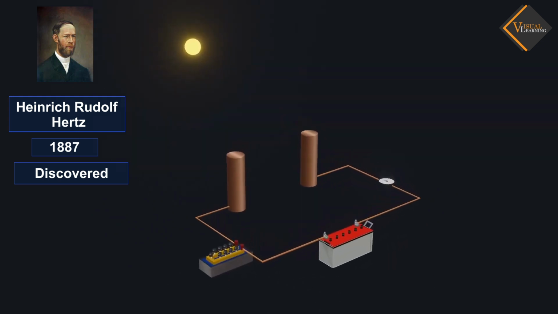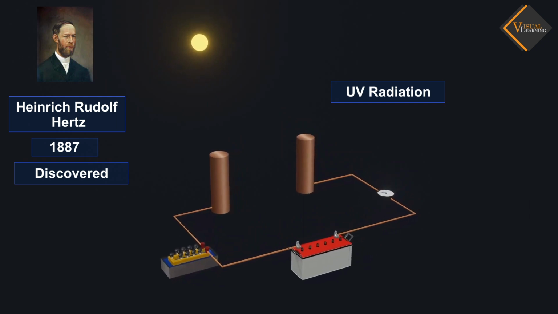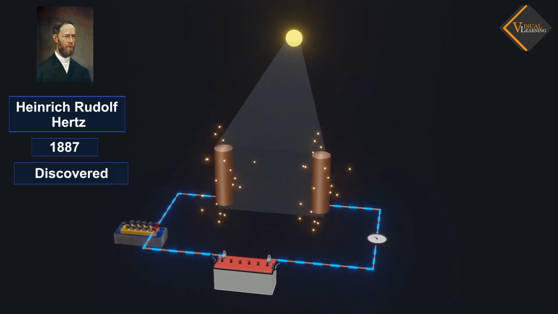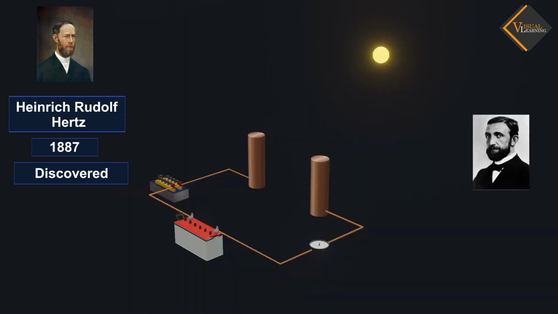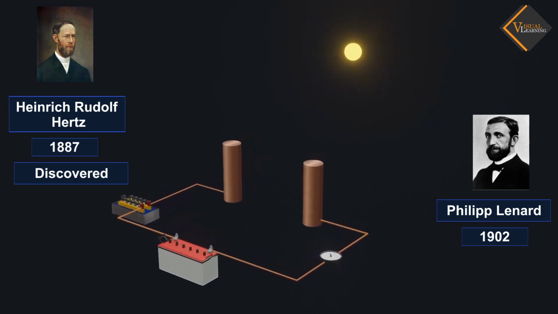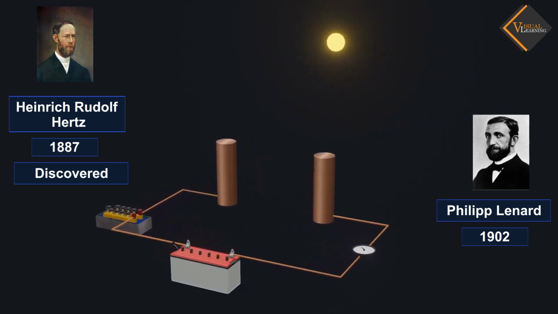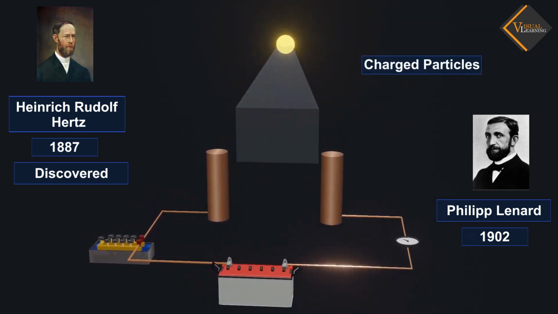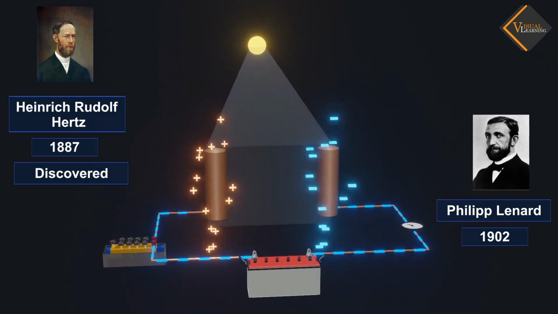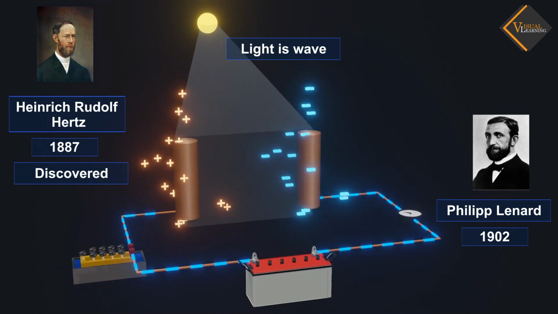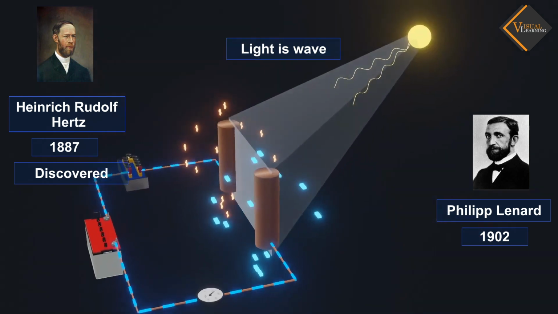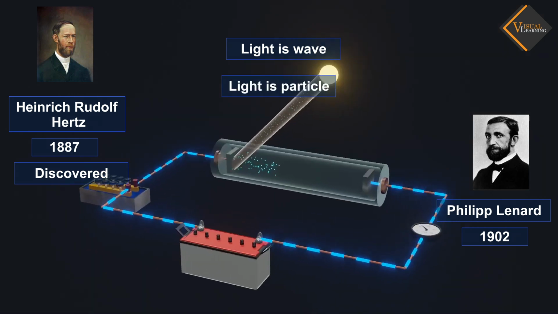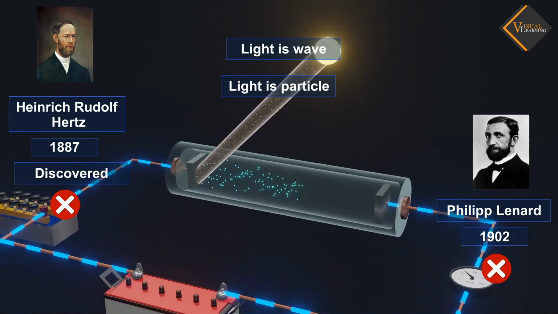Hertz found that whenever ultraviolet light falls onto metal electrodes and a voltage is applied to both electrodes, sparking occurs. In 1902, German physicist Philipp Lenard explained this observation by stating that light falls on the metal surface, liberating charged particles from the metal surface. Before this discovery, light was considered to be a wave, but after the discovery of the photoelectric effect, it was found that light also has particle nature. Due to this, classical physics could not explain this phenomenon.